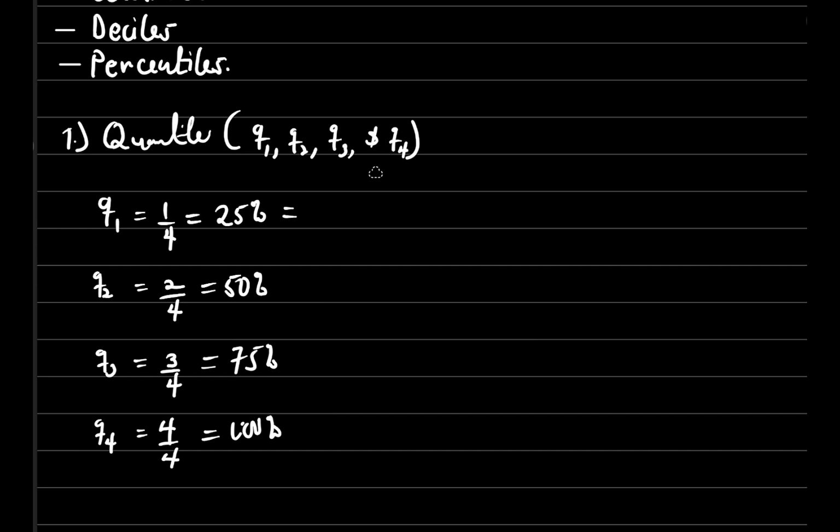The general formula: Qn is equal to n over 4 into bracket capital N plus 1 position. The small n here represents the quartile you want to find, let's say first quartile or second quartile. The capital N here represents the number of data points to be considered. And this is the position we use to locate the data.